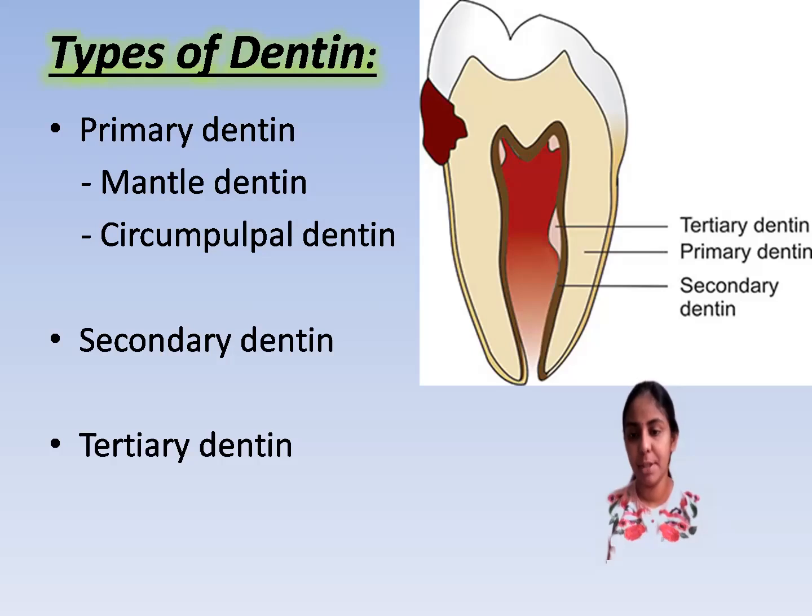If you can see in the image on the right side, primary dentin is on the outer surface closest to the enamel. After that, lining the pulpal region is the secondary dentin, and there are white hollows into the pulp. They are tertiary dentin. We'll see about each of them in detail.